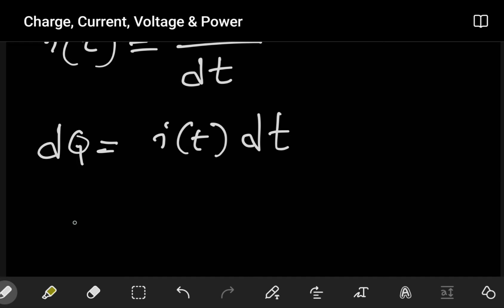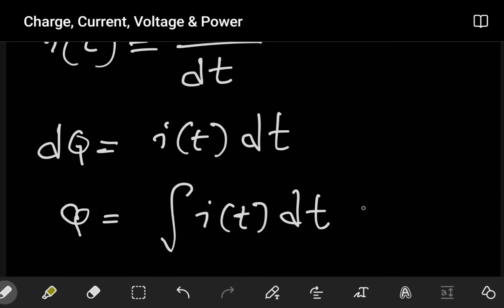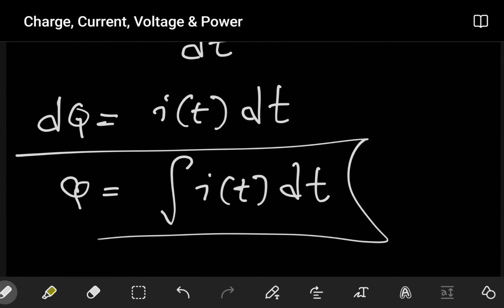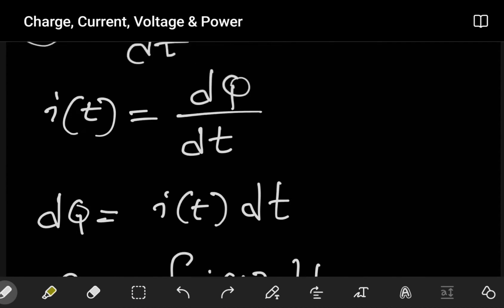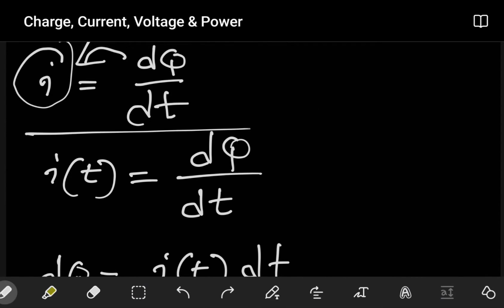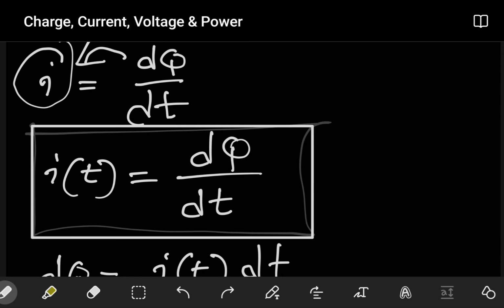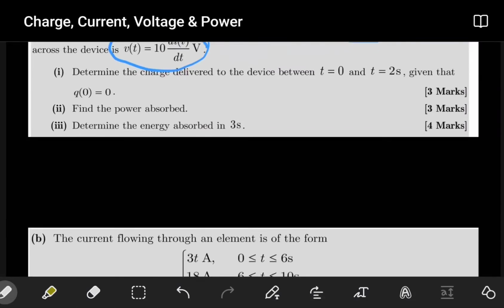And if you integrate both sides, you end up with q being equal to the integral of i, function of time, being integrated with respect to t. So this is an expression that we can take advantage of. You don't have to memorize this expression. All you have to remember is this definition of current here, to say current is just a change of charge with time.